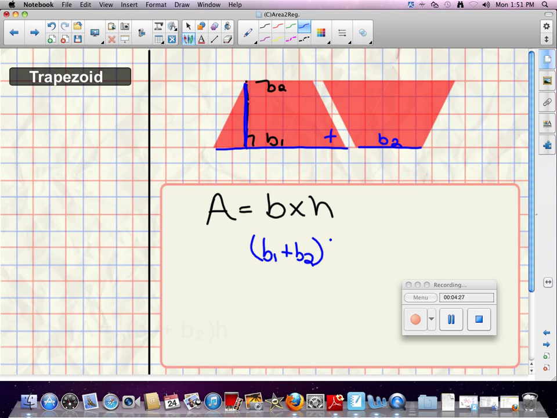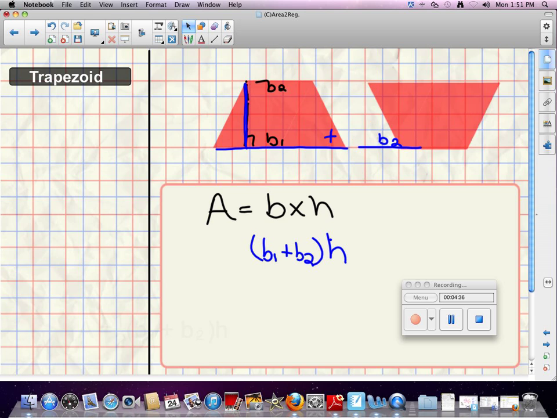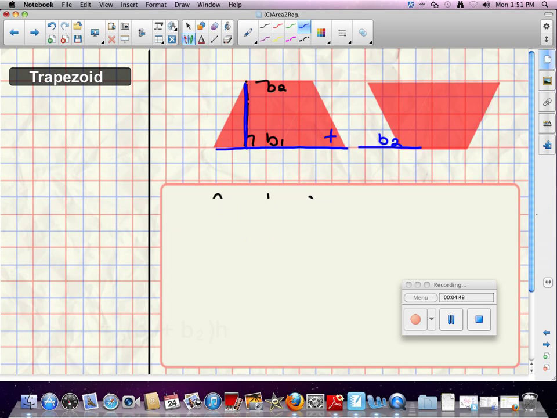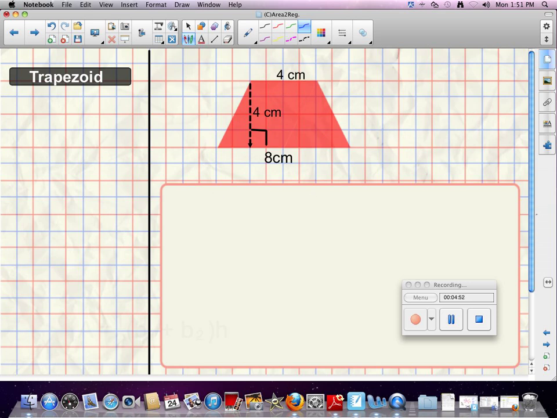And again, I don't have a whole parallelogram. I have a half of one. So it'd be 1/2 times base 1 plus base 2 times my height. So write down that formula and let's try an example of a trapezoid. I want you to try this trapezoid. Again, you have your formula. You always start with your formula. Area equals 1/2 base 1 plus base 2 times my height. So it'd be a good chance to pause it and let everyone work.